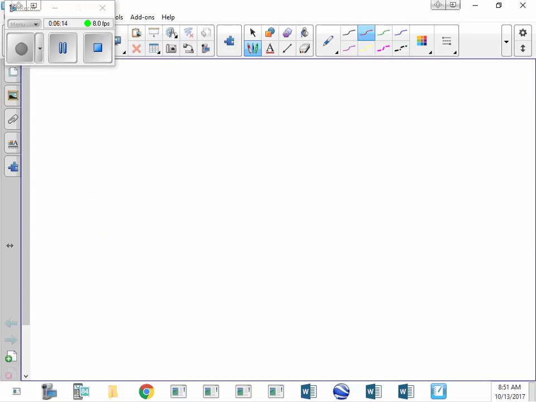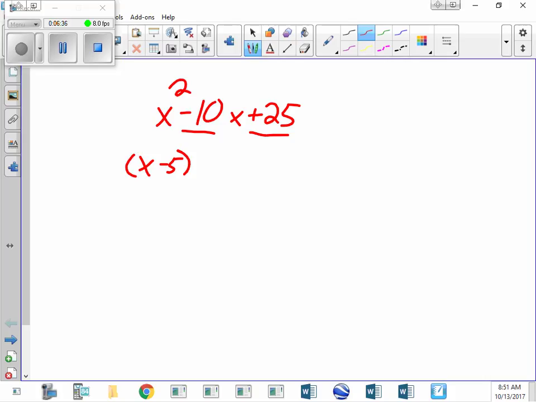So let's do a bunch of these. X squared minus, let's say, 10x plus 25. If I cut the negative 10 in half, what do I get? Negative 5. And then if I do negative 5 times negative 5, do I get 25? Yes. So this is going to be x minus 5 and x minus 5. Okay, if you cut the middle number in half and square it and you get the last number, then these will always be the same.